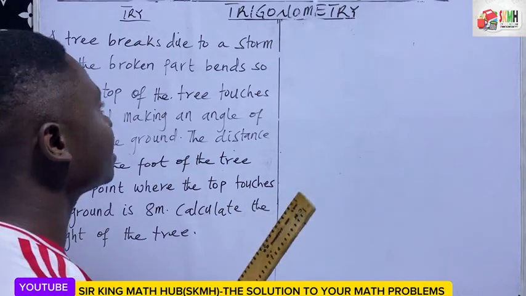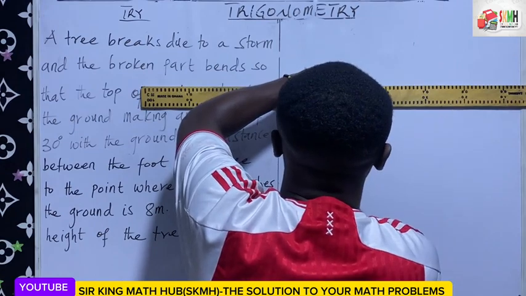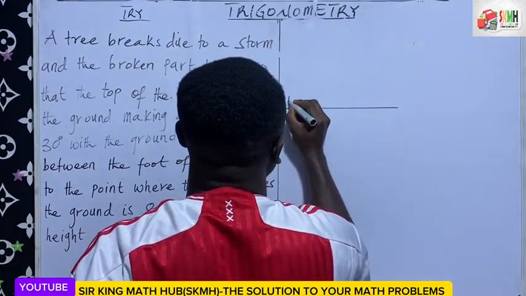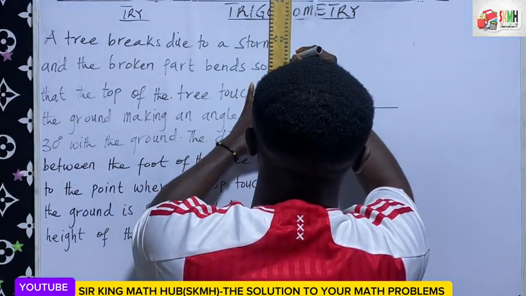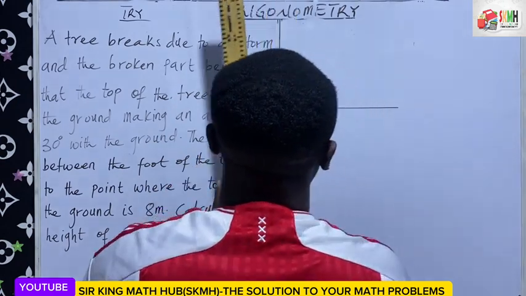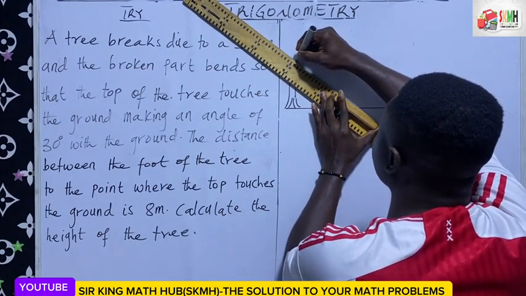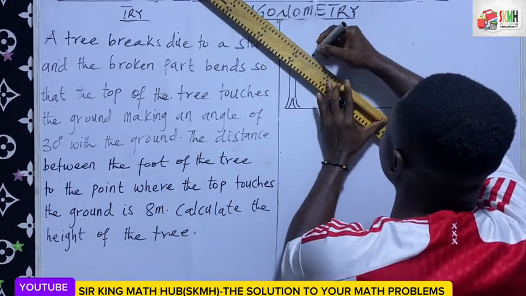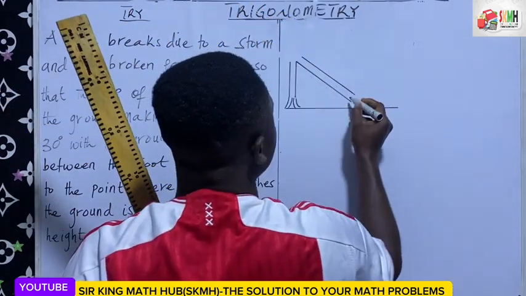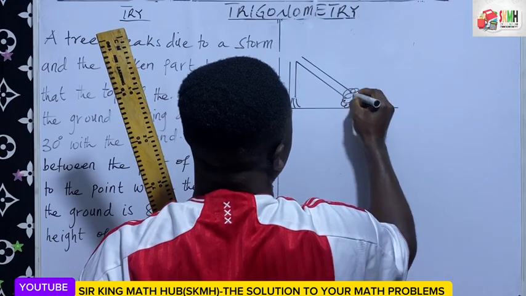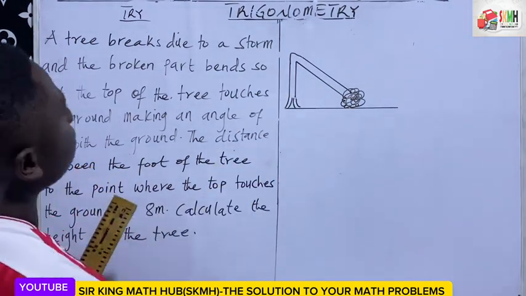So we have a tree which has been broken due to a storm. So obviously the tree will be erected on a level ground. So let me draw the tree. We're told that this tree got bent due to a storm. So let me draw the bent part. Okay, so we have our broken tree.